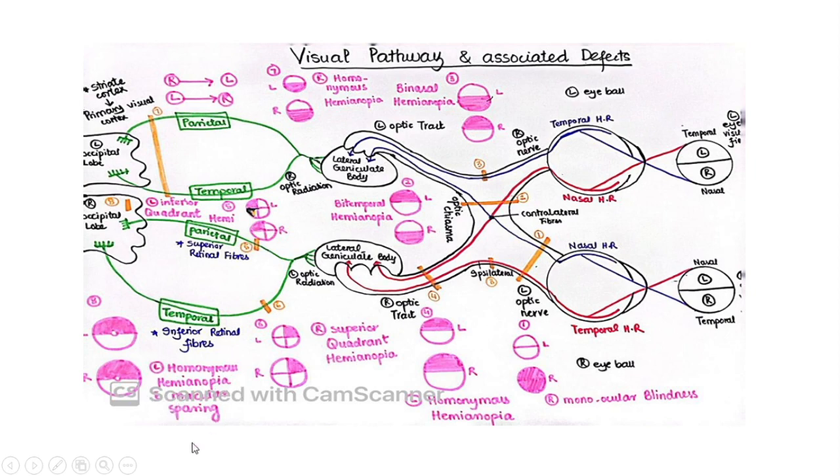Okay. So this was all about the optic pathway and the associated defects. You need to just understand and remember these pathways. Just remember the fibers, where they are coming from and where they are going, and then there will be no ambiguity, and you will be able to understand each and every defect of this pathway.